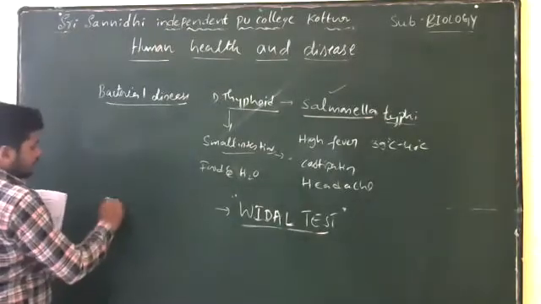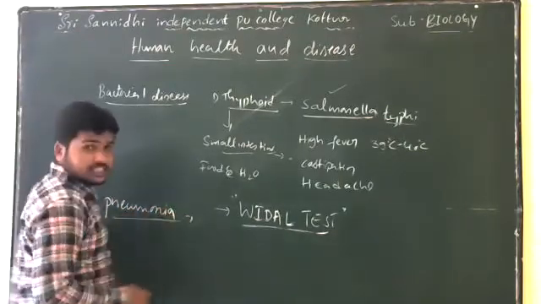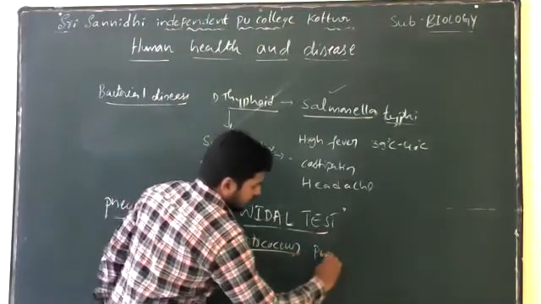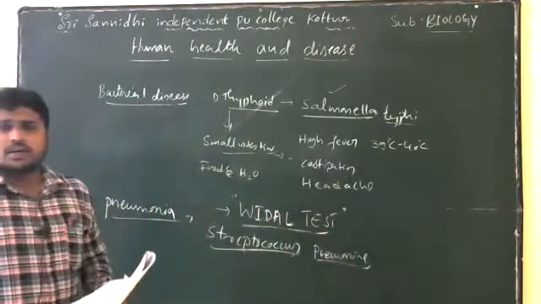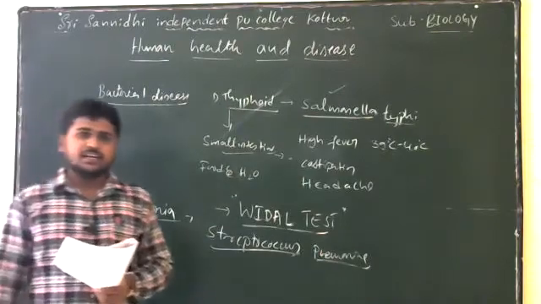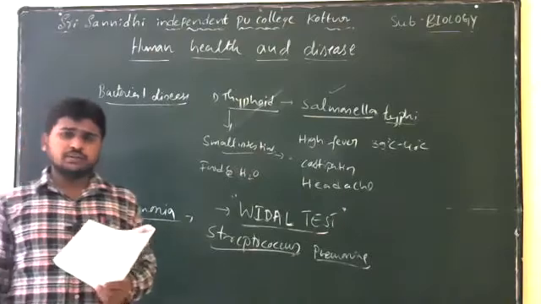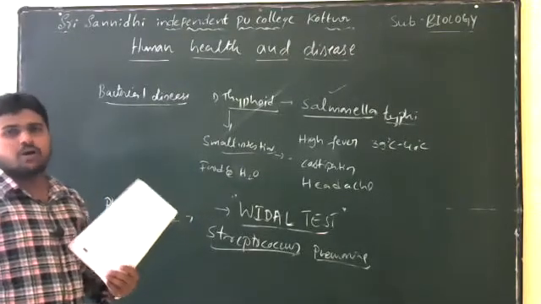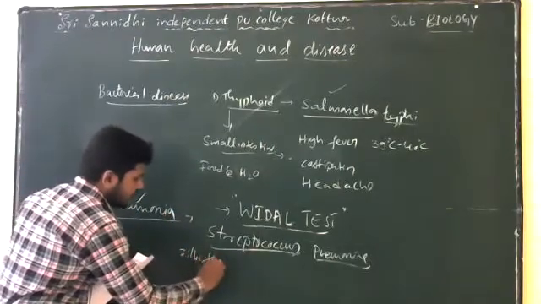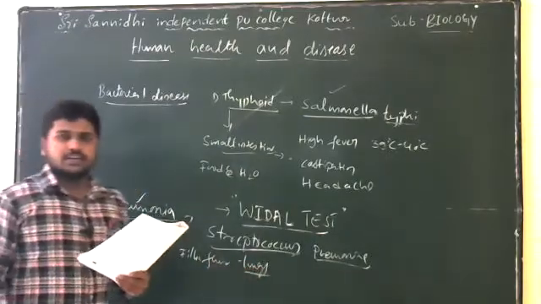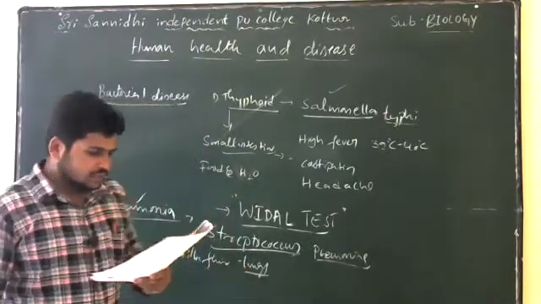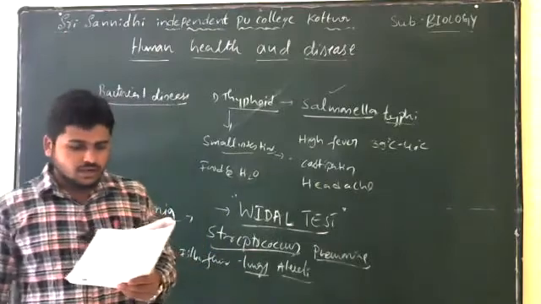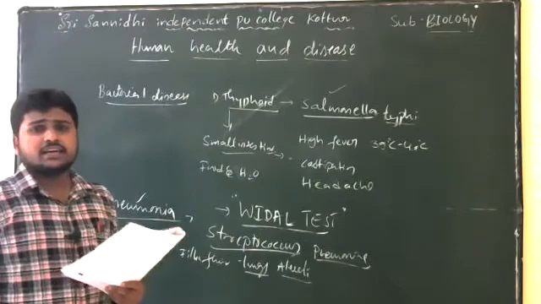One more bacterial disease is pneumonia. Pneumonia is caused by Streptococcus pneumoniae, and Haemophilus influenzae also causes pneumonia. Through the transmission of aerosols or droplets, pneumonia takes effect. It blocks the lungs due to filling of fluid in the alveoli, which may affect the respiration process. Fever, chill, headache and pain are the symptoms.